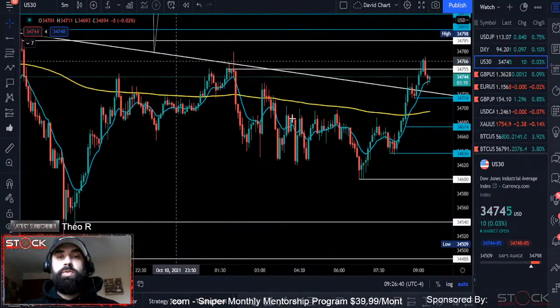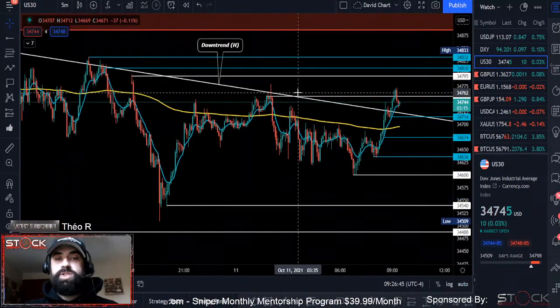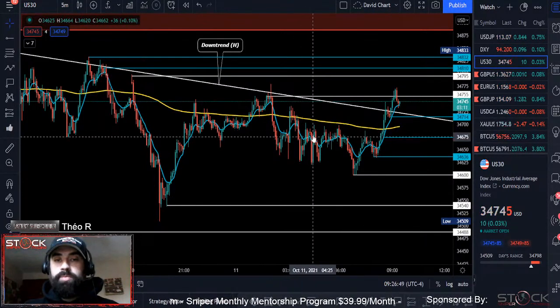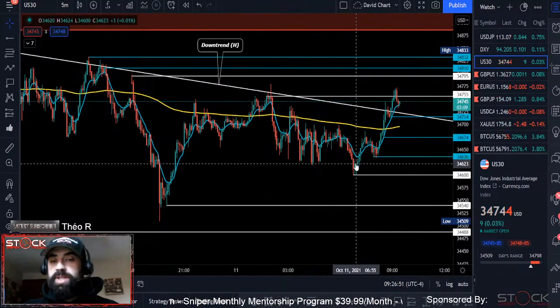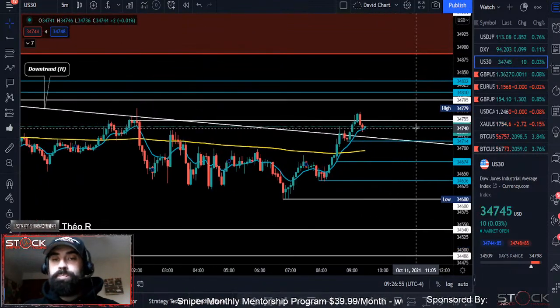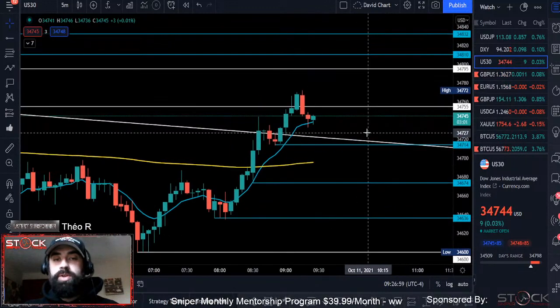Let me take a look at what this looks like overall. This is overall US 30 on the 5-minute. You can see how this noise was trading: sell off, push, sell off, push, sell off, push. It's only been since, like I said, 6:57 that we've had this continuation. So 3 minutes left until market open.